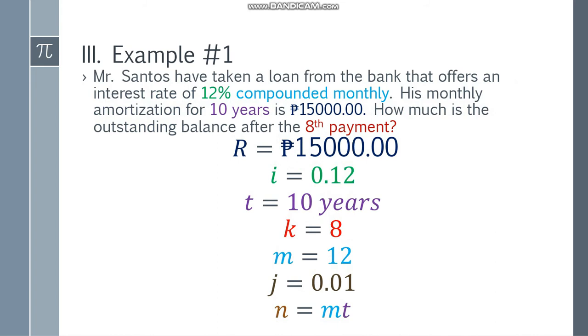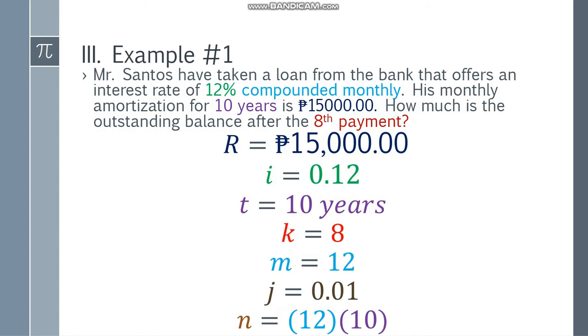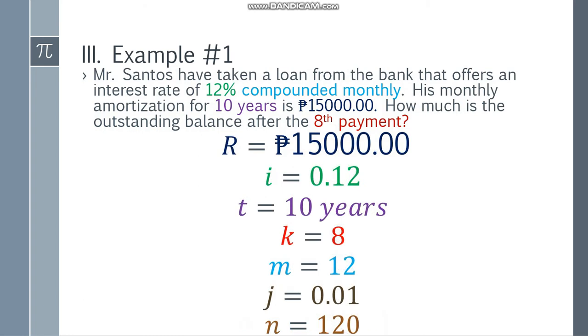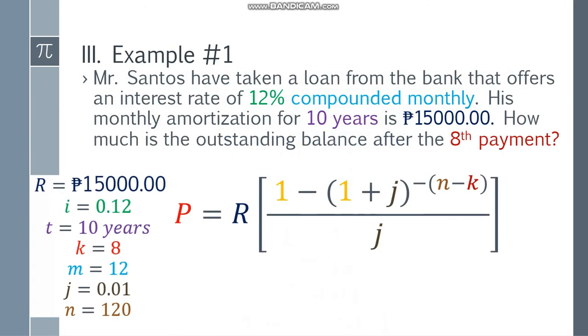Next, we have N is equal to MT. M is 12 and T will be 10. So 12 times 10, that will be 120. Now, since we already have the given, let's place the formula. R is 15,000, J that will be 0.01, N that will be 120, K that will be 8, and of course J is also 0.01.